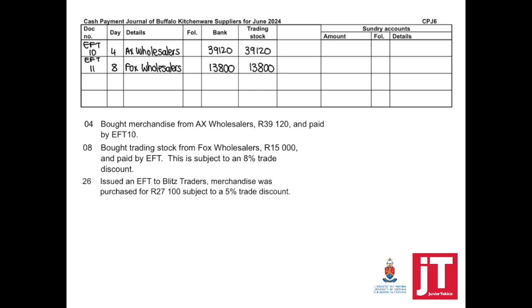On day 26, issued an EFT to Blitz traders. Merchandise was purchased for 27,100, subject to a 5% trade discount. So take note of the following. Number 1, it said issued an EFT. That means a payment is made. So we start with the EFT number. It's in numeric order, number 12. On which day did the transaction happen? Day 26. From whom did we purchase? Blitz traders. And now we need to calculate. Can you see the difference? This is subject to a 5% trade discount, which means that we're going to take 27,100 times 95% of that amount. And that is the amount that we have paid.